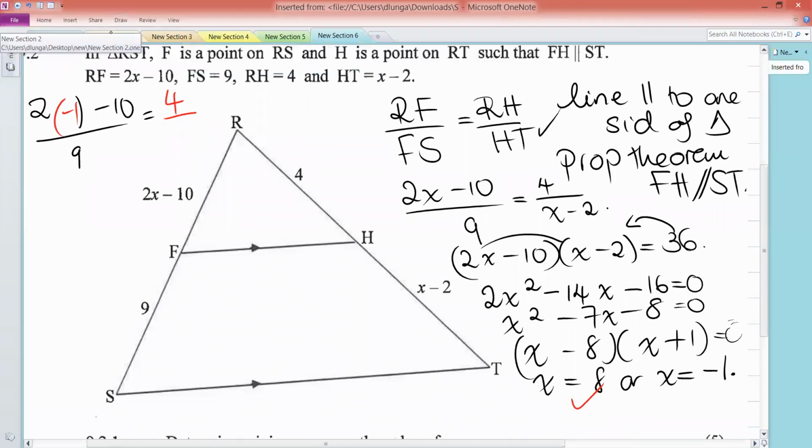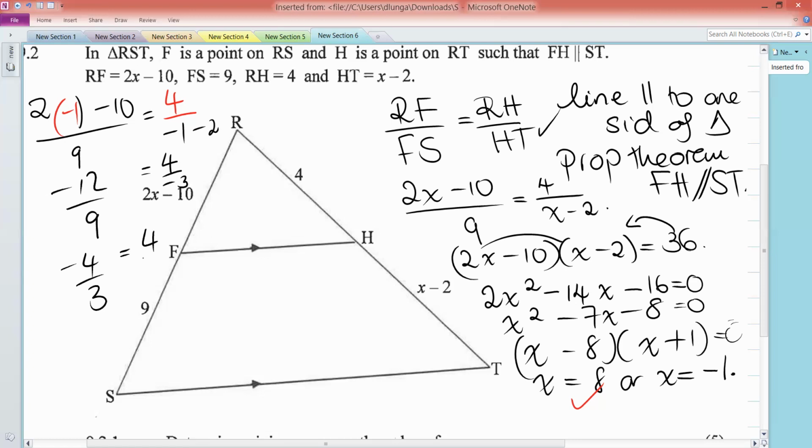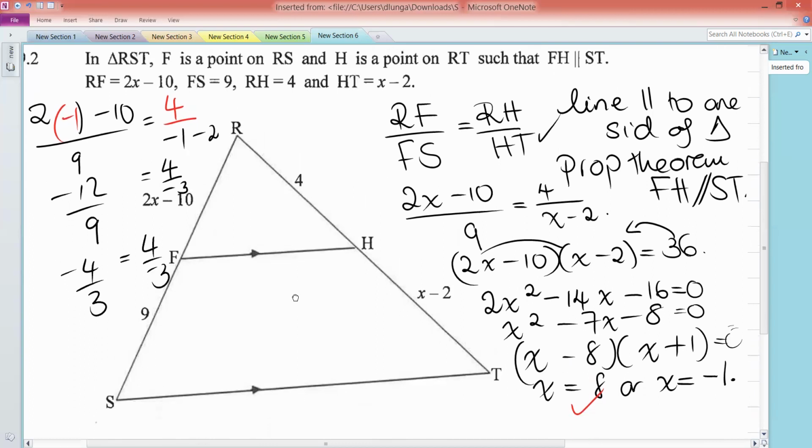Then 4 over negative 1 minus 2. So this side I have 4 over negative 3. Then negative 2 minus 10. Let's see. Negative 12 over 9. Okay, looks like they both work. Is there any way where it won't work? Okay, so they both work there.